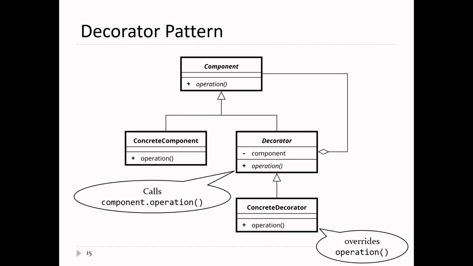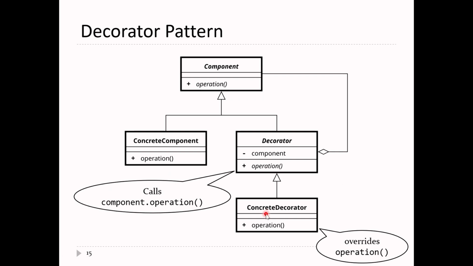Now, every public method in your component, you repeat in the decorator class. In other words, the decorator object has the exact same public interface as the component. Every operation in your decorator class simply says component.operation. So if there's a run method here, we would implement it in the decorator class as component.run. You just forward the run request to the underlying component.